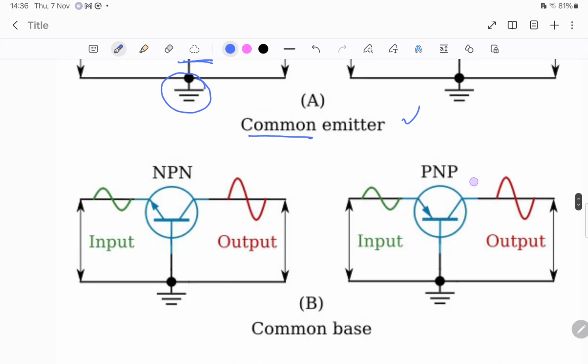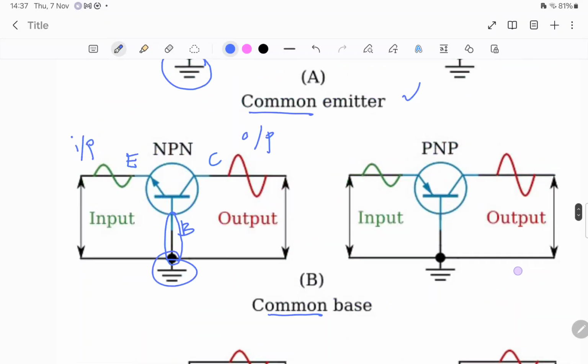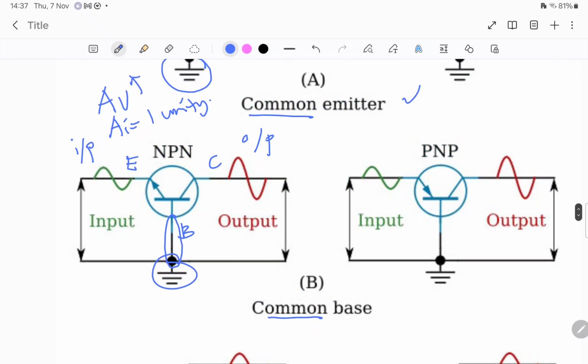Okay, next one is common base. Which one is the input? Emitter mana? Okay, emitter here, base, collector. So this is input, this is output. Base is the common ground. So this one is common base. Common base dia ada AV ke AI? AI dia unity. AV dia high.